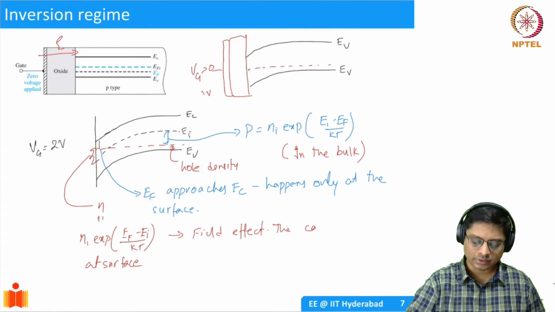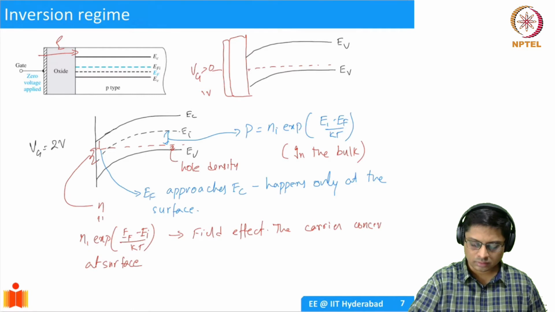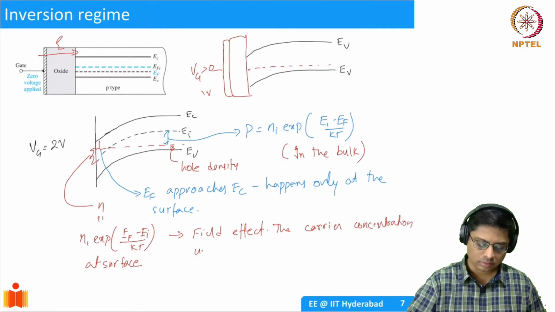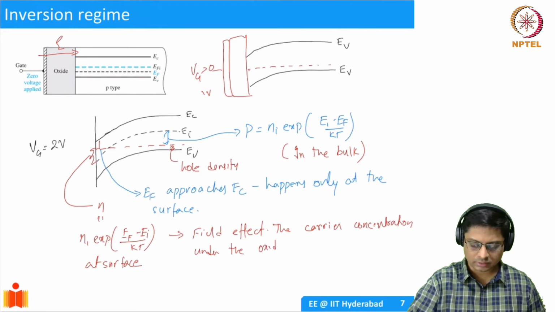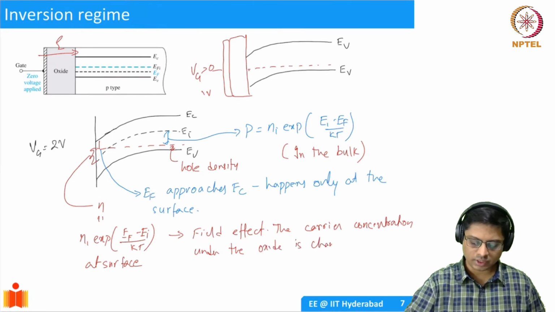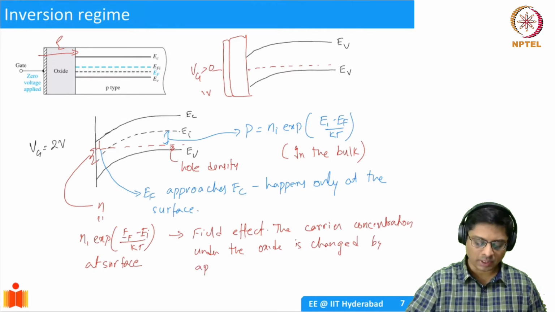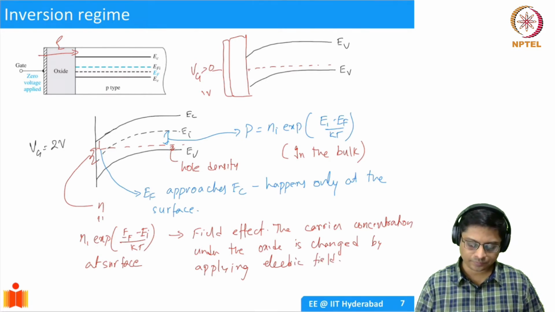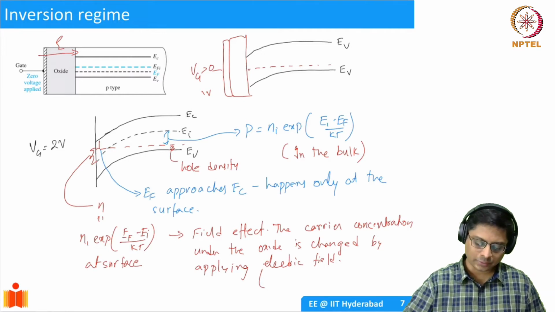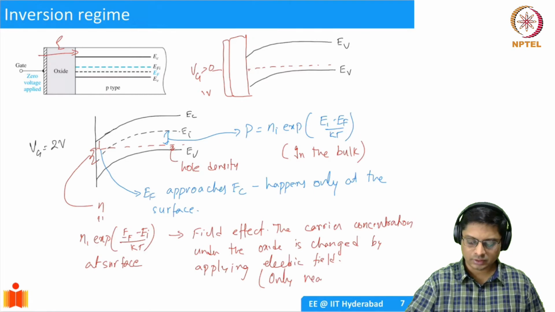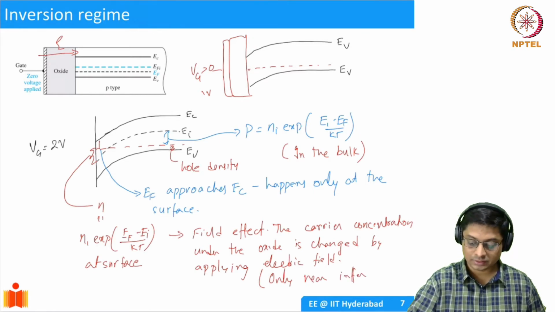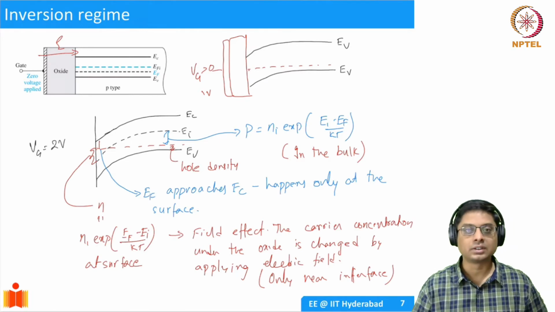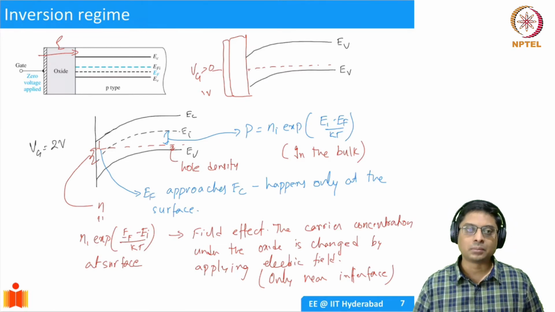So the carrier concentration under the oxide is changed by applying an electric field. It is only a surface phenomenon, only near the interface. In the bulk, it is still the same P-type substrate, so it has holes. But only at the surface you have electrons.